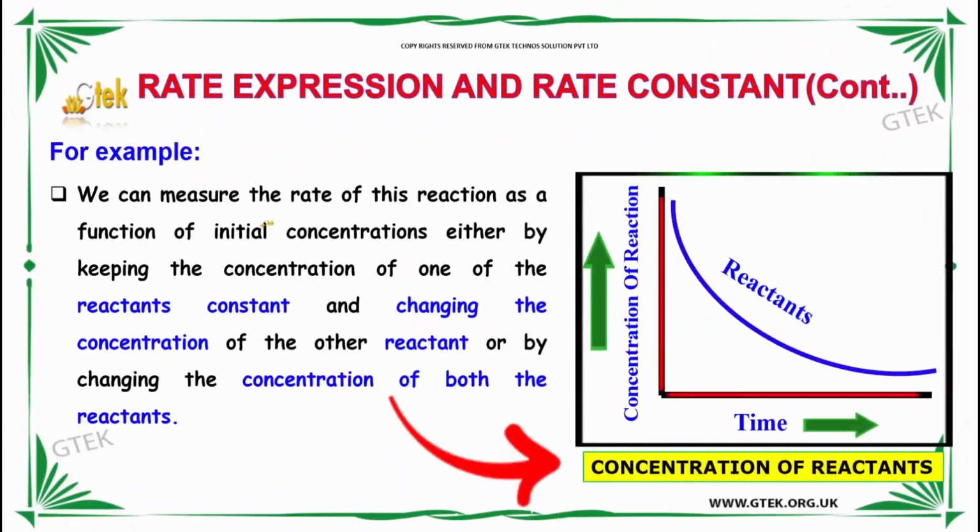So here is the example. We can measure the rate of this reaction as a function of initial concentration, either by keeping the concentration of one reactant constant and changing the concentration of the other reactant, or by changing the concentration of both the reactants. You are able to see the concentration of the reactant is decreasing and it becomes constant at a specific period of time.